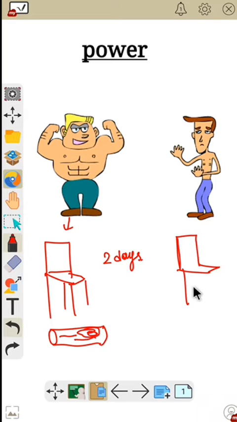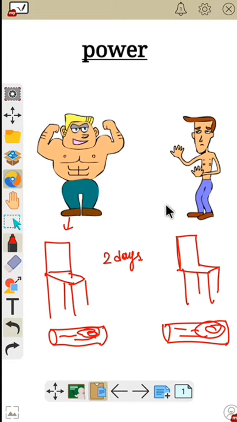chair within same wooden block. He can make it within 5 days. So the question is, who is more efficient? This person can make this chair in 2 days and this person can make it in 5 days. So obviously we can say easily that this person is more efficient to do that work.